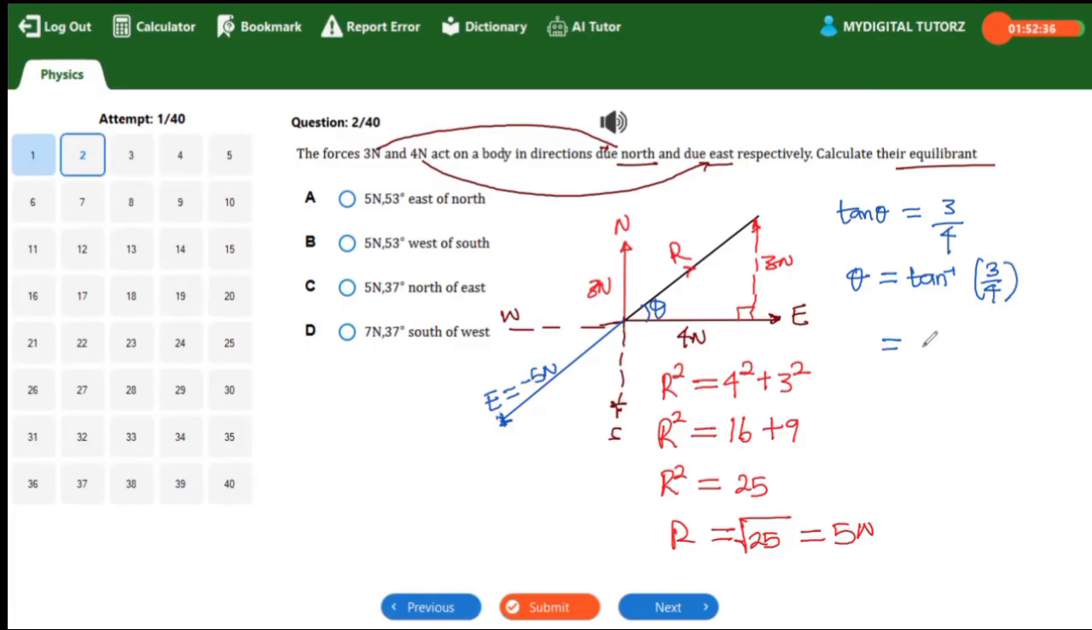That will be 3 over 4, which is 0.75. Is that correct? So tan inverse of 0.75 gives us 36.8 degrees, which is approximately 37 degrees. If you also do it like this, you can do it from here also. You're going to have the same answer, right?